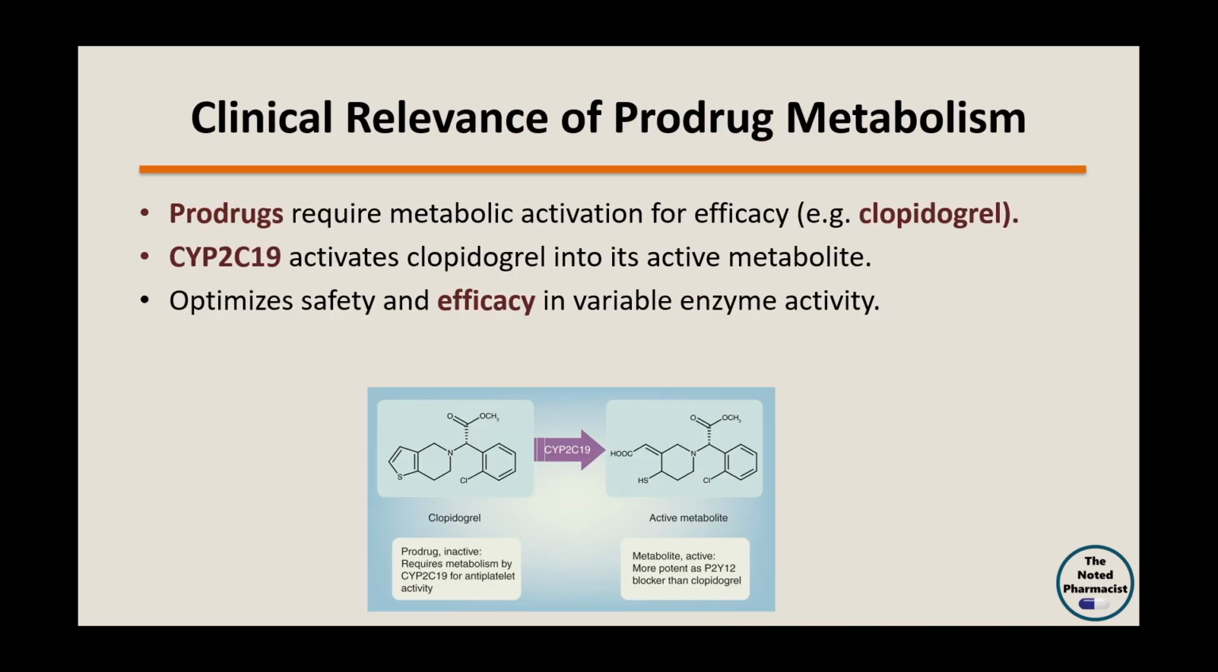Lastly, we want to look at the role of drug metabolism in prodrug activation. Prodrugs are pharmacologically inactive compounds requiring metabolic activation to exert their therapeutic effect. For instance, clopidogrel is a prodrug bioactivated by hepatic CYP2C19 enzymes into its active thiol metabolite, which inhibits platelet aggregation. Understanding prodrug metabolism allows clinicians to optimize drug efficacy, minimize interindividual variability due to genetic polymorphisms, and improve safety, especially in patients with compromised enzymatic activity or co-administered enzyme inhibitors.